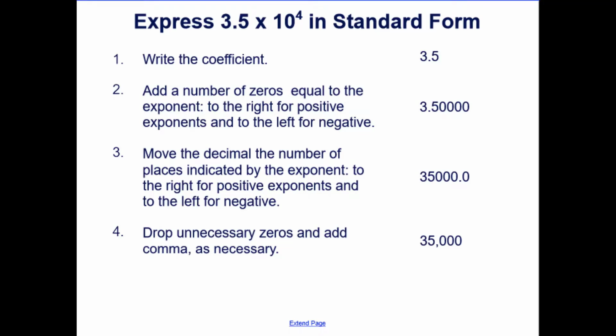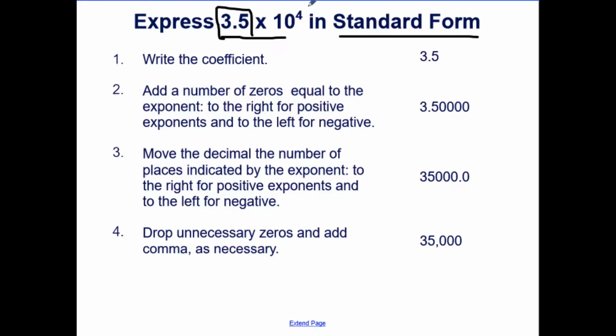Now let's look at when we're given a number in scientific notation and we want to go back to standard form. So first, we're going to follow a different set of 4 steps. We're going to first write the coefficient, so in that case, it would be 3.5. We're then going to add a number of zeros equal to the exponent, to the right for positive exponents and to the left for negative.